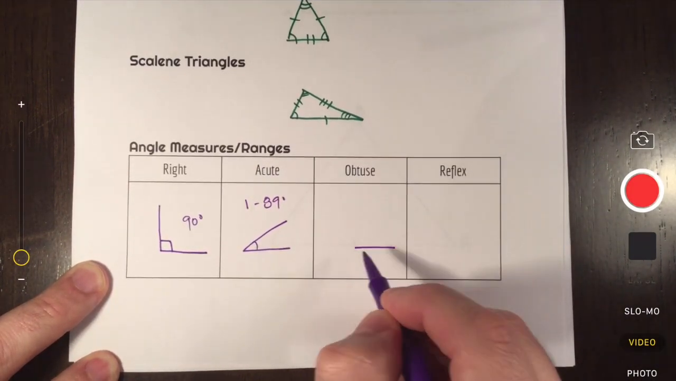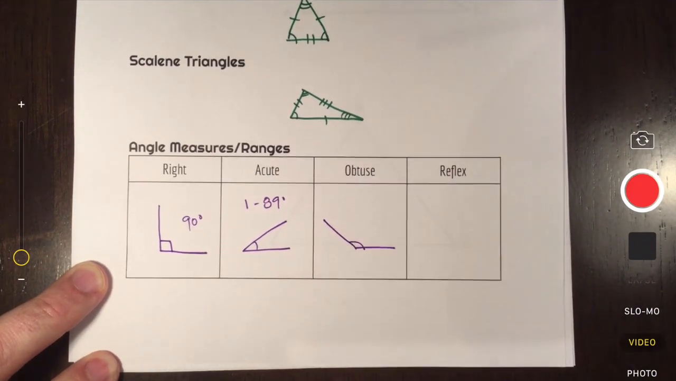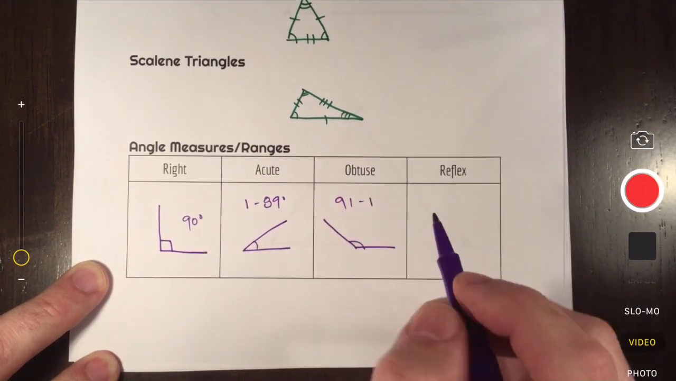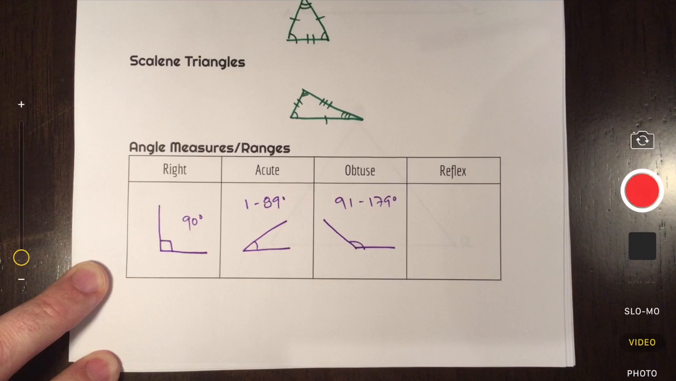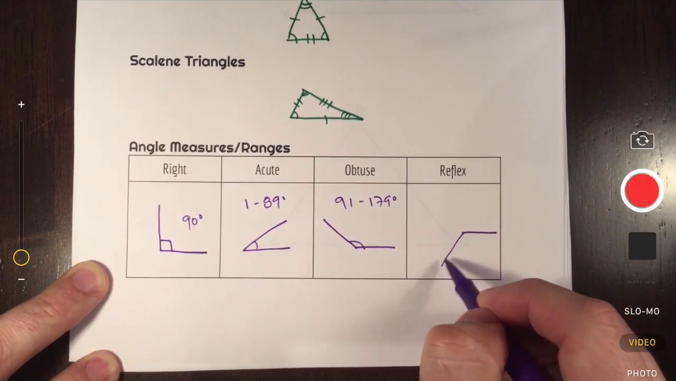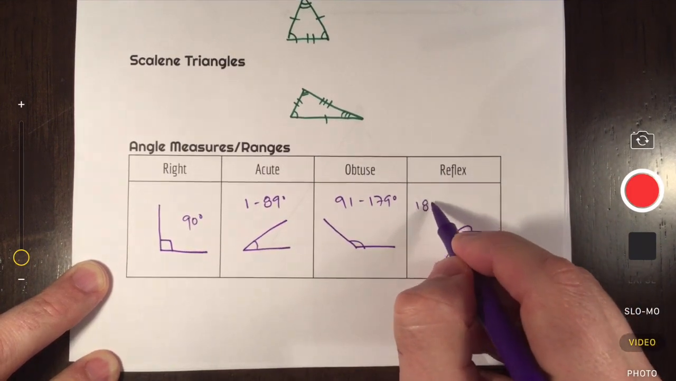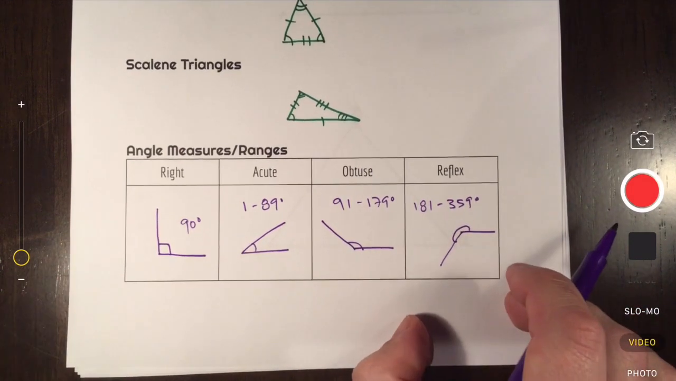An obtuse angle might look something like so and measures between 91 and 179 degrees. And if I have a reflex angle, what I have is something that measures 181 to 359 degrees.